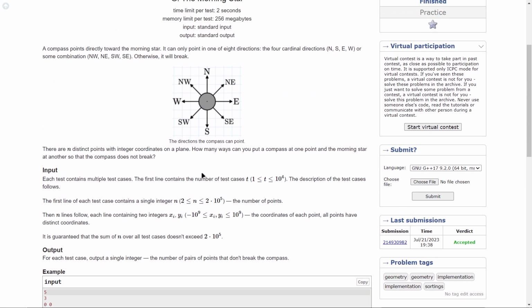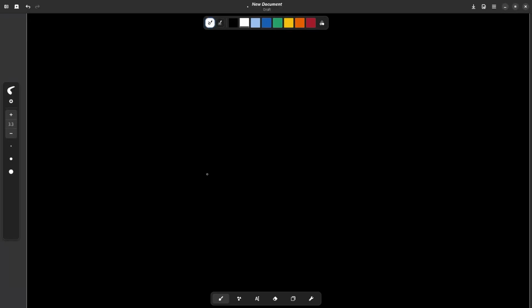So let me just explain it to you with the help of some cases. They're saying that we have been given a compass and it can point successfully in 8 directions like these, right? So let's say we have been given some n coordinates, and let me take x1 y1 and x2 y2. So let's say this is my compass and this is some planet P, right?